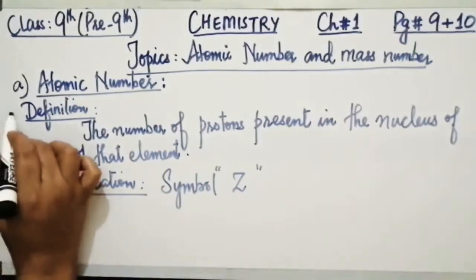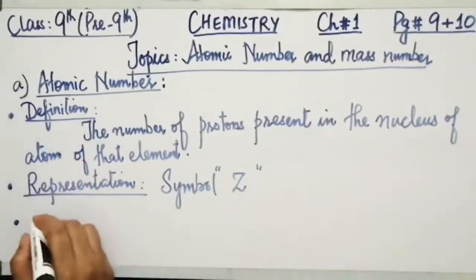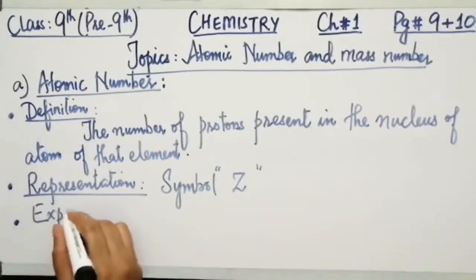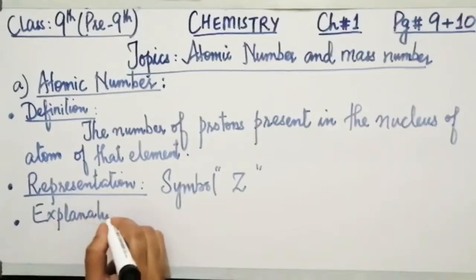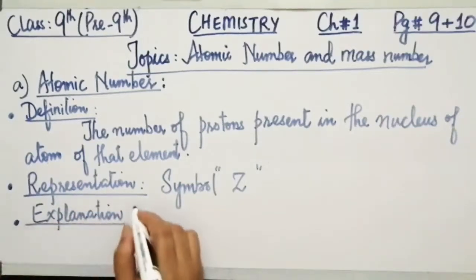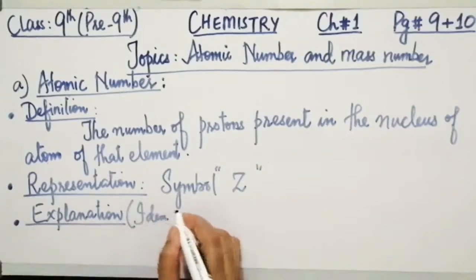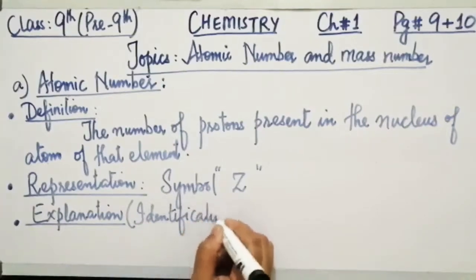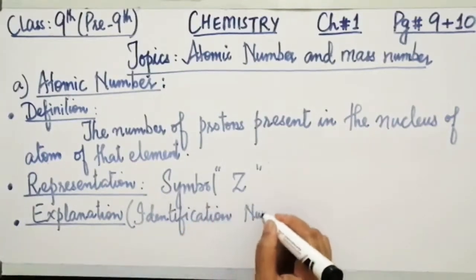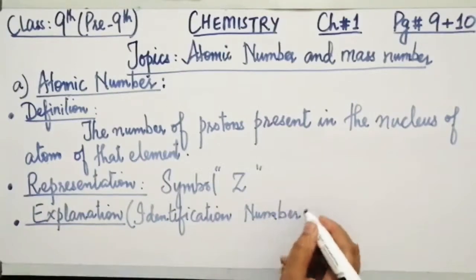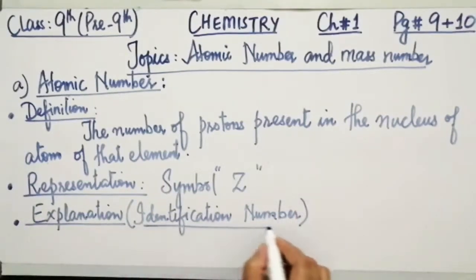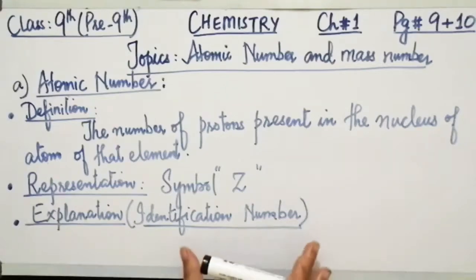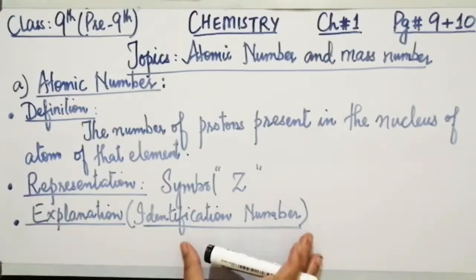Another heading which you have to write, that is the subheading, is explanation. And this explanation is also about the identification number. So you can mention here in the heading, or along with the heading of explanation, identification number. Identification number यानी recognize करने का कोई नंबर, शनाख्ती नंबर, जैसे हमारा identity card होता है, NIC number, CNIC number. So in this similar manner, atomic number is actually the identification number of elements.